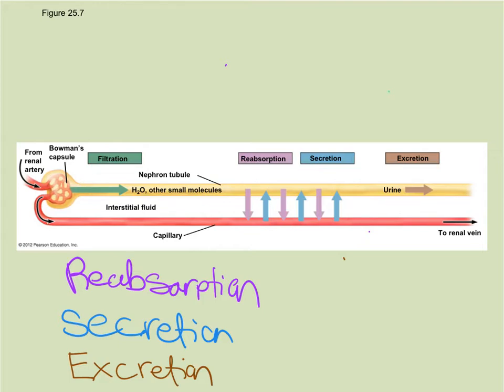All right, so what's going to happen is blood's going to flow from the renal artery into the Bowman's capsule, and everything's going to get filtered here according to size. So this ball of capillaries right in here is called the glomerulus. And things are going to leave the glomerulus and flow into the Bowman's capsule by size.